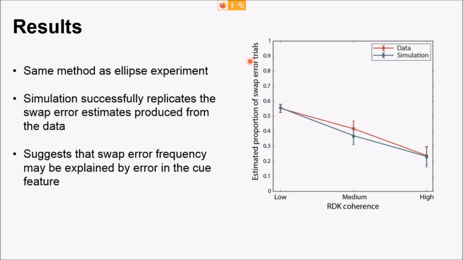And the same simulation was run as in experiment 1, with direction in the place of orientation. And here we can see that once again the results of the simulation are closely fitting the estimates produced directly from the data, and both significantly decrease as coherence increases.